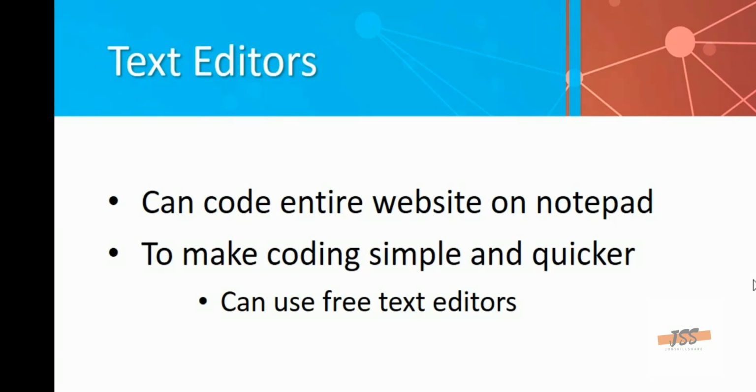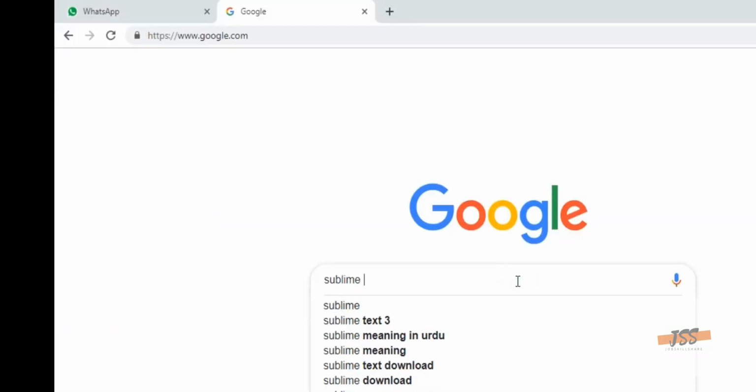We need a text editor to write HTML code. We can write our HTML code on Notepad also, that comes pre-installed in every computer or laptop. But to make coding easier and less time taking, there are many free open source software that we can download free of cost. It's totally about which one you find more interesting. I prefer Sublime Text Editor. So open your favorite browser and search for Sublime Text.